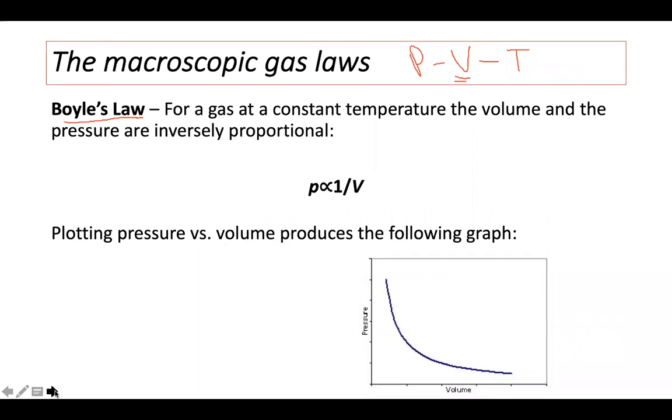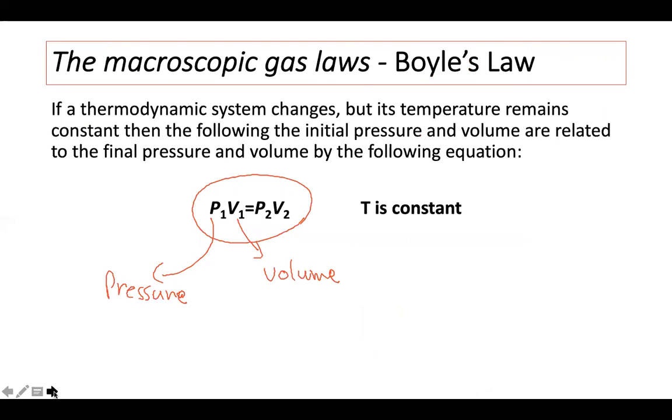You can find that there are different gas laws. Boyle's law is a relation between the pressure and the volume of gases when the temperature is constant. They are inversely proportional, which means when you increase the pressure of something, the volume will decrease. So if the temperature is constant, P1 V1, the pressure and volume at the beginning, equals P2 V2, the pressure and volume after the changes. Okay.